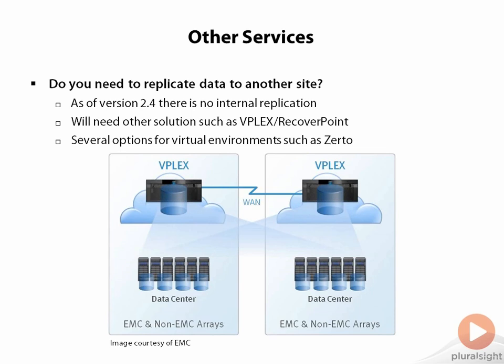If you're in a virtual environment, you have other options. One is a third-party product called Zerto. Again, it does great WAN optimization, does journaling rollback. You can also use the built-in host-based replication, HBR, that comes with vSphere these days. Not as robust as Zerto, but it's still very usable. If you have a mix of physical and virtual, though, you're going to have to do something else. Virtual, you can use Zerto or HBR. Physicals, you'll need to use vPlex or RecoverPoint or some other application level replication, at least for now.